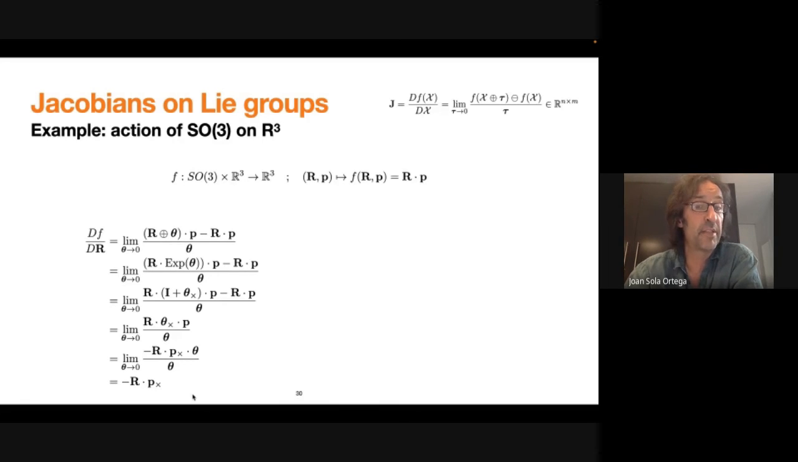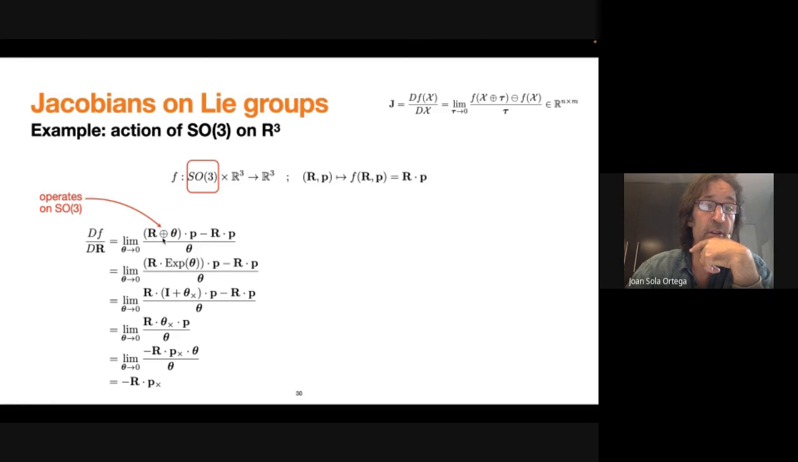Yeah, this I already said. This operates on SO3 because it's the argument of the function here. So this was a rotation matrix. So you need to apply plus. However, this operates on R3 because it's the output of F. And the output of F, in this case, is a vector. So here you can put a regular minus, which works for vectors.